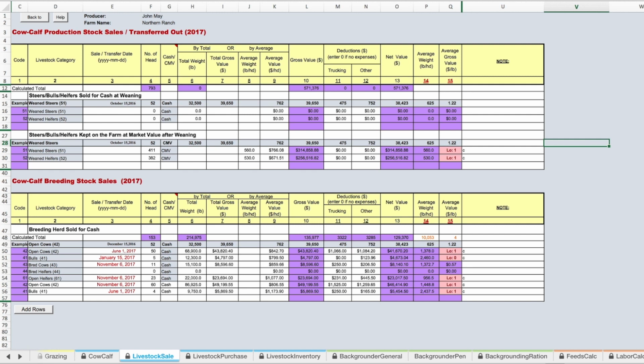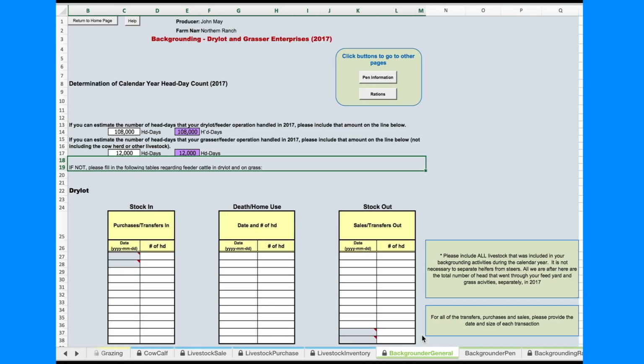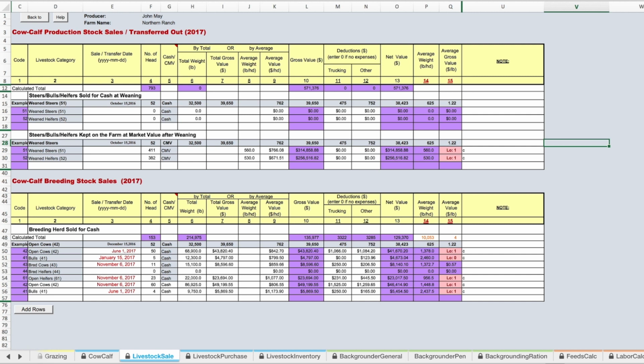Enter your backgrounding feeder cattle sales only if you have not completed the backgrounding worksheet. Make sure you record the current market value of the transferred animals and do not include GST. Also, identify the live weight per pound.